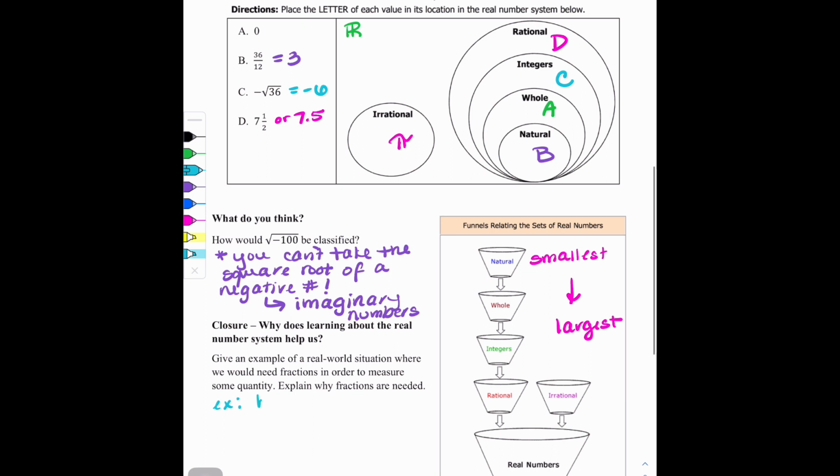So my example would be buying pounds of candy at the bulk section of the grocery store.